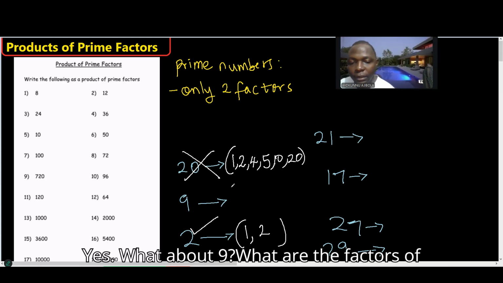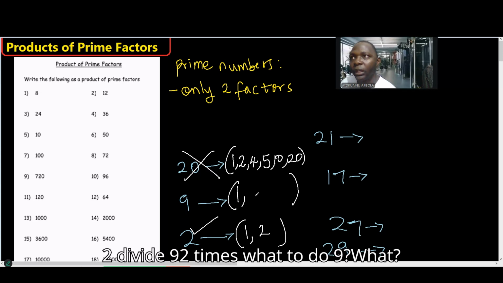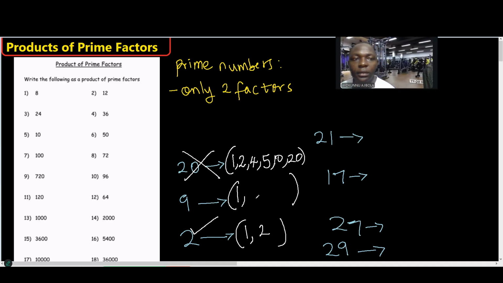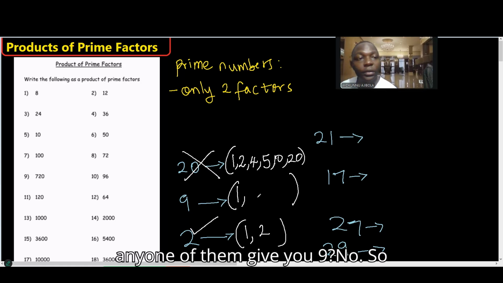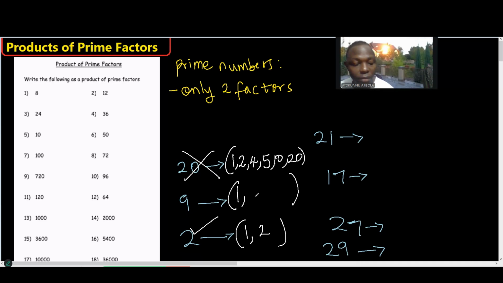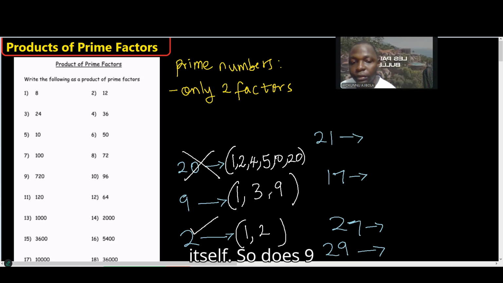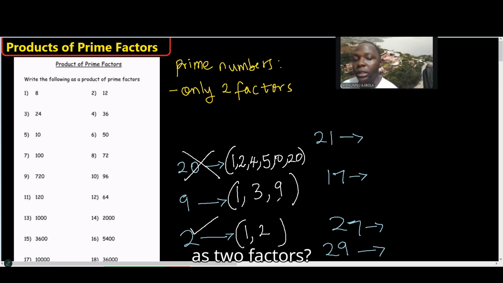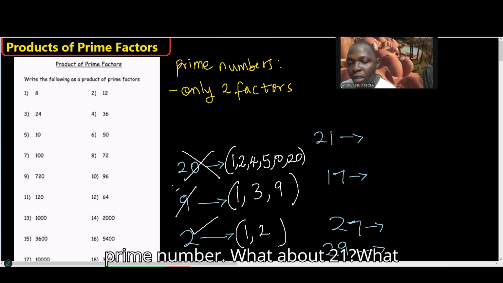What about 9? What are the factors of 9? 1. Can 2 divide 9? 2 times what will give you 9? 2 times 4 is 8. 2 times 5 is 10. So will any one of them give you 9? No. So 9 is not on table 2. Then 3, and 9 itself. So does 9 have 2 factors? No, it has 3. So it's not a prime number.